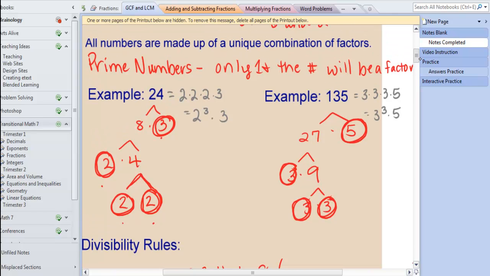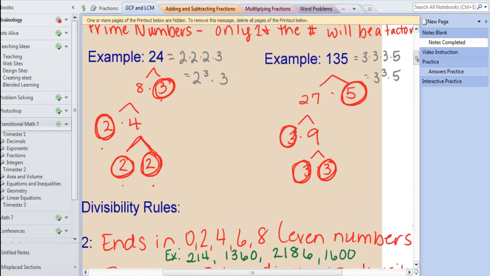Okay, let's review our divisibility rules. So, do you remember your divisibility rule for 2? Anything that's an even number, right? Meaning that if a number ends in 0, 2, 4, 6, or 8, 2 will divide into it. And I have some examples there.